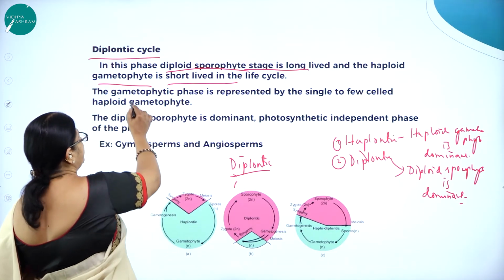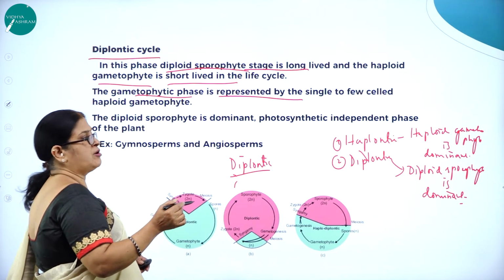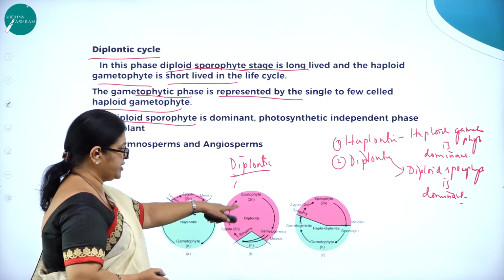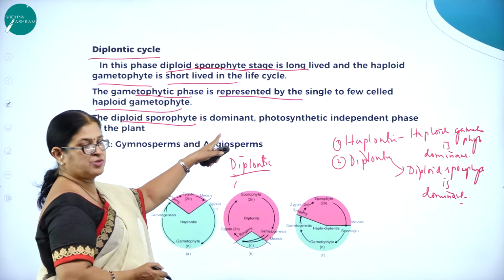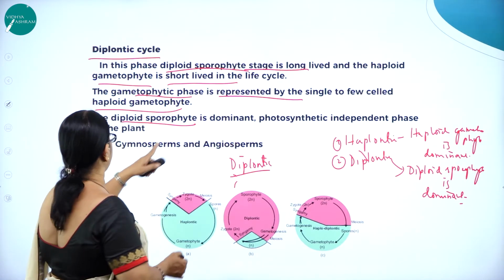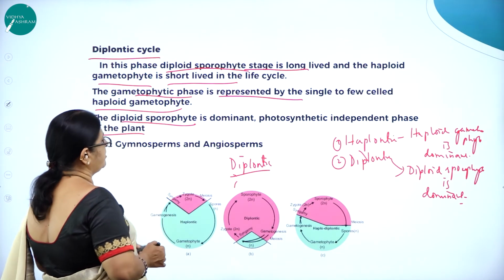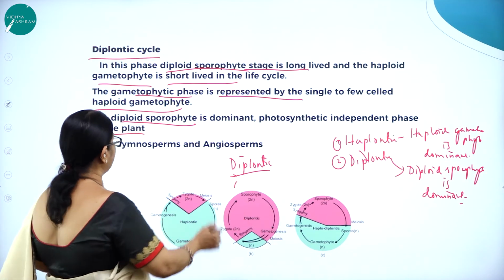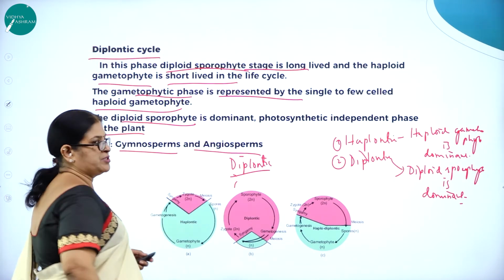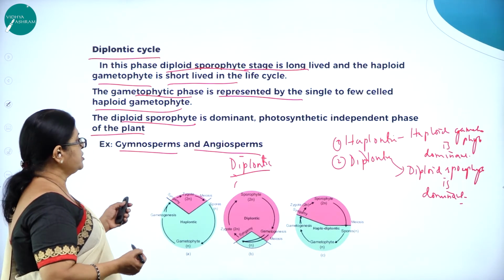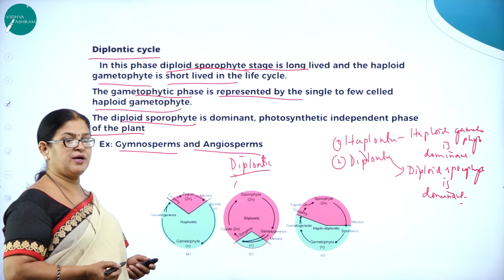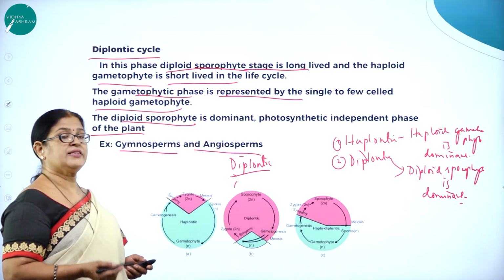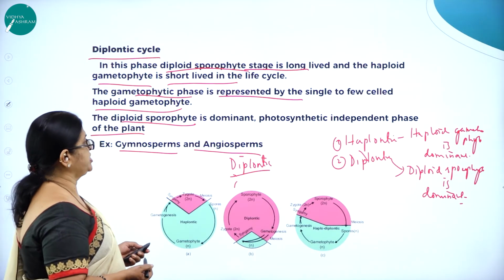life cycle. So the gametophytic phase is represented by the single or few-celled haploid gametophyte, and the diploid sporophyte is dominant. Here you can see the diploid sporophyte is dominant, photosynthetic independent phase of the plant. Here you can take the example of what? Volvox, Spirogyra and Chlamydomonas. Here we can take the example of gymnosperms and angiosperms. So, in gymnosperms and angiosperms, what is the type of life cycle you come across? It is diplontic life cycle, where the diploid sporophytic stage is more dominant than the haploid gametophytic stage.